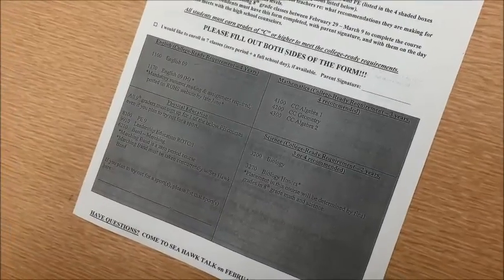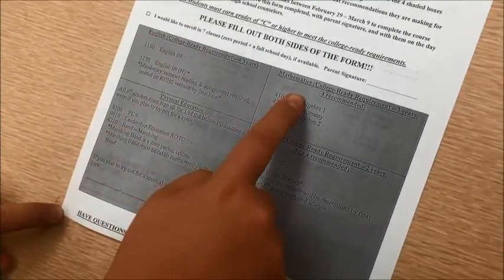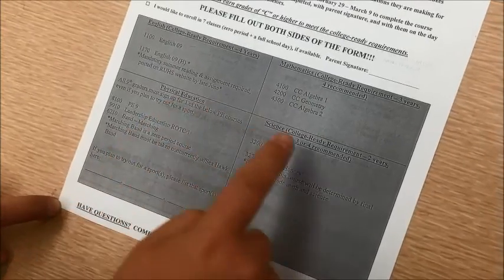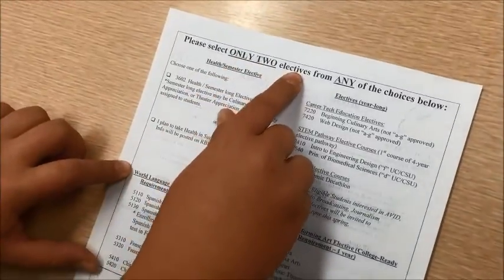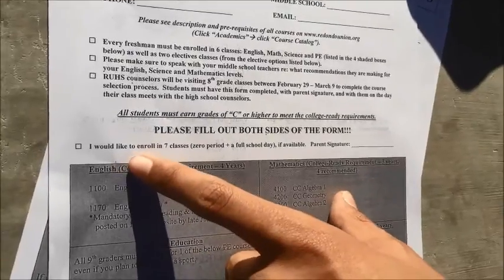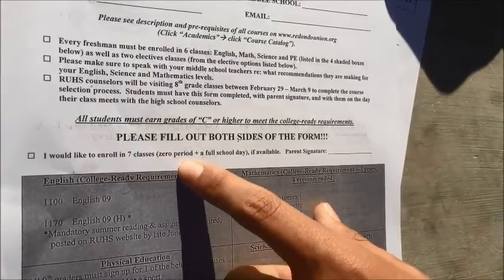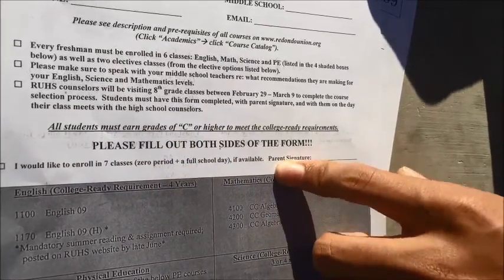All 9th graders must take English, math, physical education, science, and most importantly, 2 electives. Please note that there is a section to enroll in 7 classes with a 0 period, which requires parent signature.